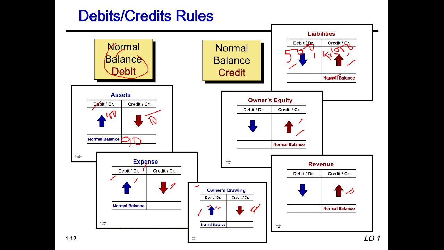And owner's equity is the same matter. If the owners invest any amount in the business, that must be credit. If he withdraws any amount, that must be debit. And revenue, such as sales revenue, rent revenue, or dividend, all revenues must be credit. And if revenue decreases, such as sales returns, that must be debit.